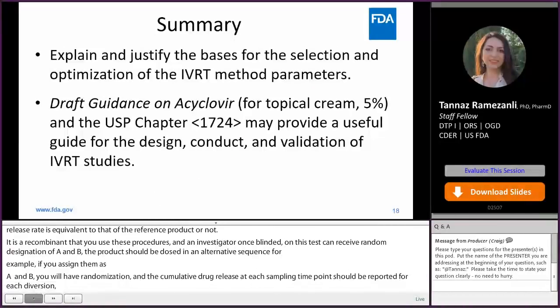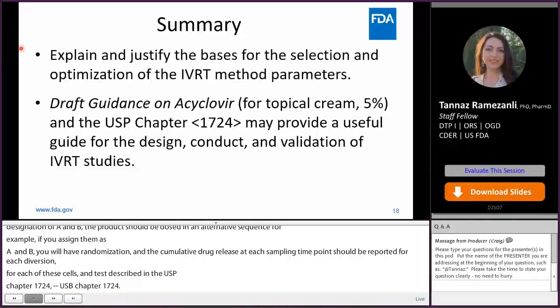In summary, you need to explain and justify the basis for the selection and optimization of the IVRT method parameters in the IVRT method development report. And there are method parameters such as membrane or receptor solution that you will need to submit empirical data to justify how you optimized them. And there are other method parameters that may not be optimized using empirical data. So for them, you should explain how the conditions were selected for those method parameters in your method development report. And the draft guidance on the acyclovir cream and USP chapter 1724 may provide a useful guide for the design, conduct, and validation of the IVRT studies.